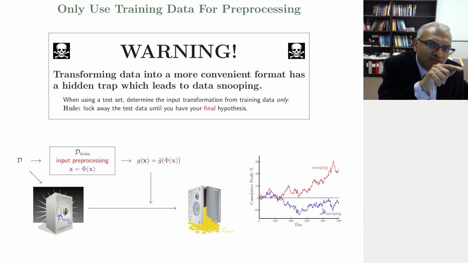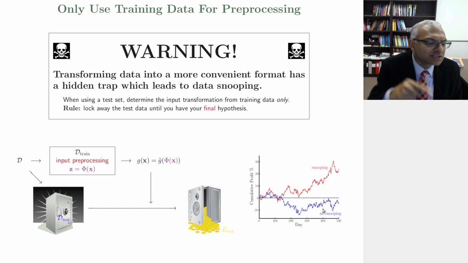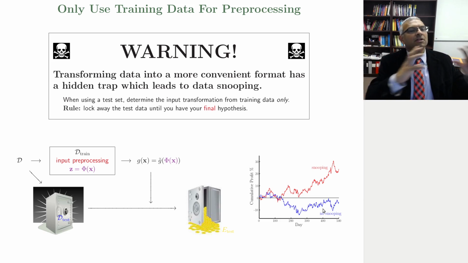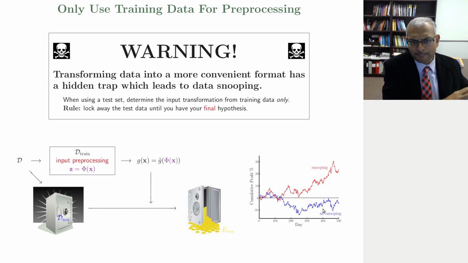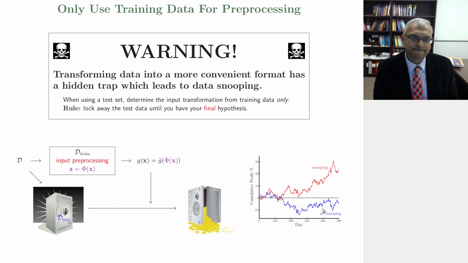Transforming data into a more convenient format has this hidden trap which leads to data snooping. Very often people do the normalizing and then say, oh, you know what, I need to have a test set. And many of you have already recognized on one of the assignments that we implemented this kind of data snooping. Many of you found this out. Many of you even corrected it. This is one of the most subtle forms of data snooping, when you do input pre-processing before you set aside your test set. Don't do it. Okay. Now, let's go to the board.